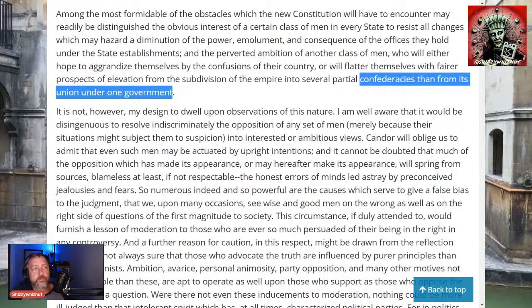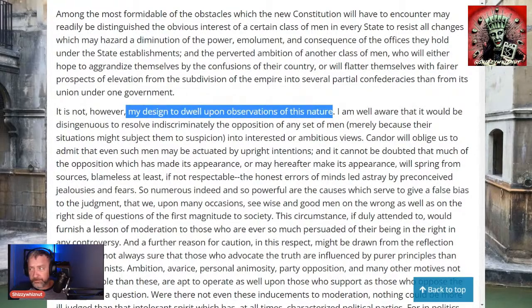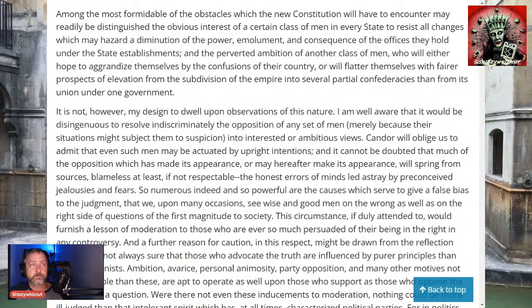It is not, however, my design to dwell upon the observations of this nature. Oh, well, maybe you should, because it is very important to dwell upon those observations, especially to see where things have gone, how they've gone astray from what the Constitution actually called for.